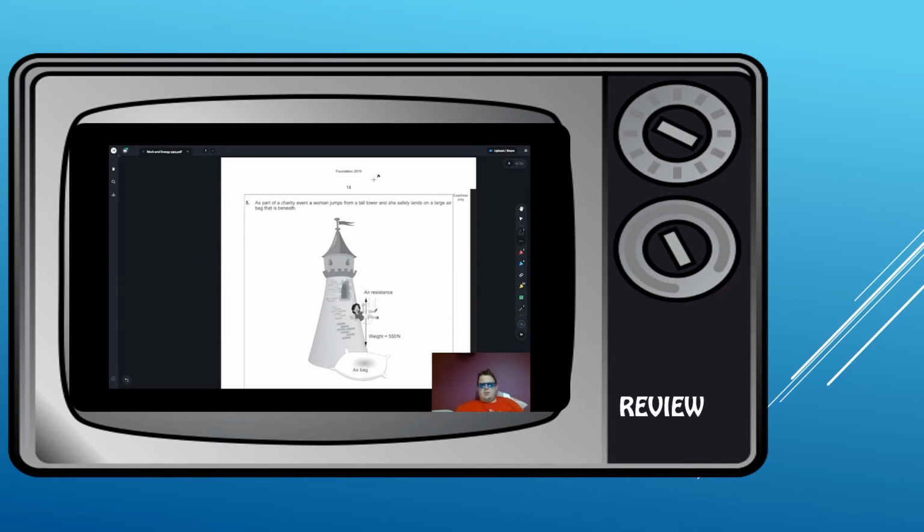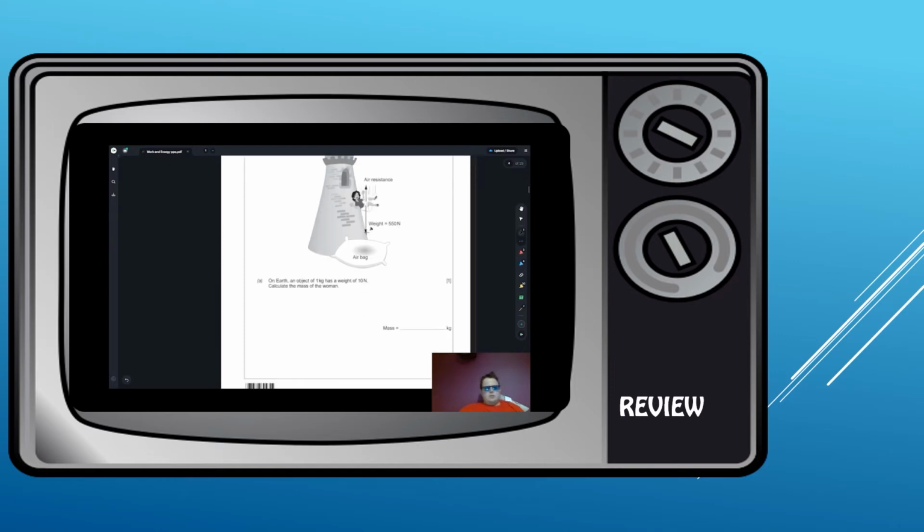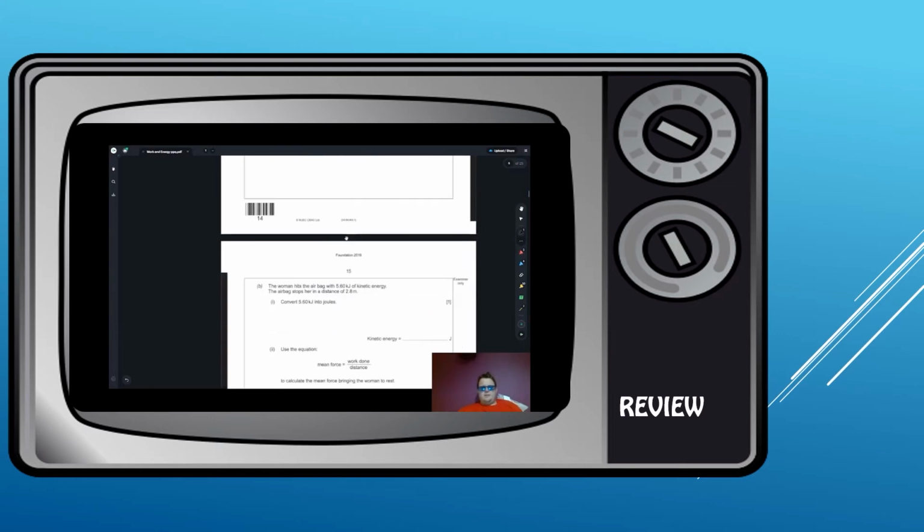Right. So foundation 19 now. This question was a difficult question for a lot of students. Calculate the mass of the woman. She's got a weight of 550, so your mass is going to be your weight divided by 10, which is 55 kilograms. Okay, we've got to convert 5.6 kilojoules into joules, so that's 5,600 joules.